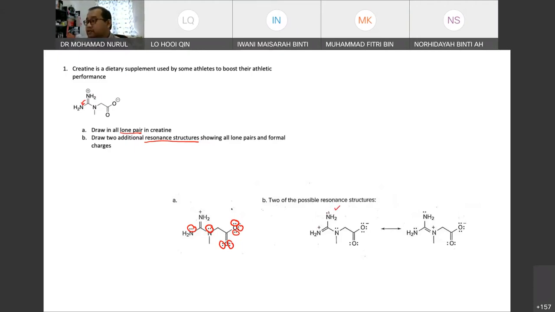For the second resonance structure, you can move from here to the next nitrogen with the tetraethyl amine here, and you get the second resonance structure. And this one is the first resonance structure. Don't forget to calculate the formal charge, and don't forget to put the charge on the element that has been changed.